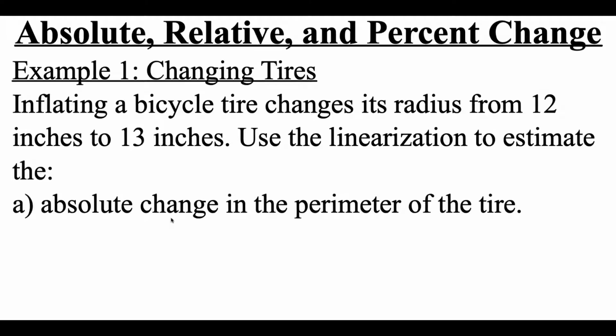We're going to inflate a bicycle tire so that its radius changes from 12 inches to 13 inches, and we're estimating that absolute change in the perimeter of the tire. Because our tire is circular, the perimeter is really the circumference, so we can say the perimeter is 2 times the radius times pi. We're going to estimate the absolute change in the perimeter. The change in the perimeter is going to be the derivative of the perimeter function at the starting radius of a, multiplied by the change in the radius.